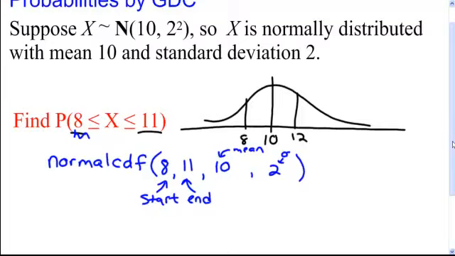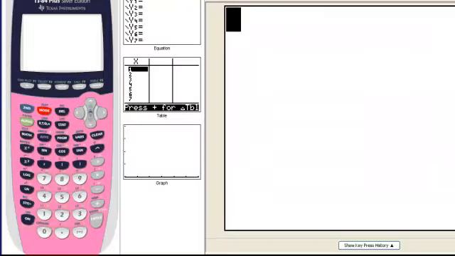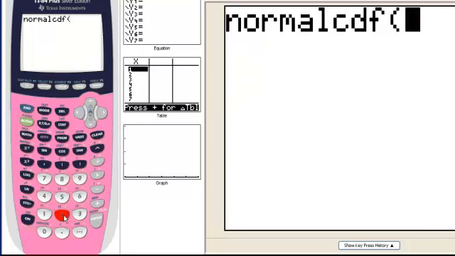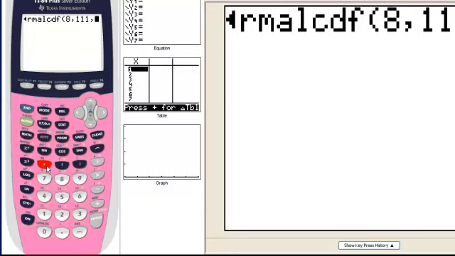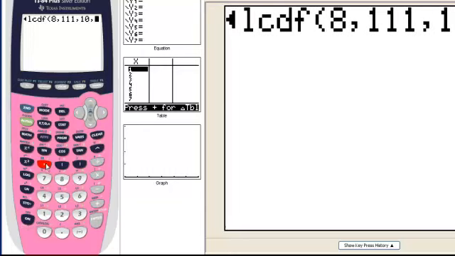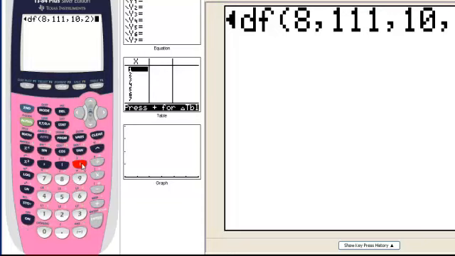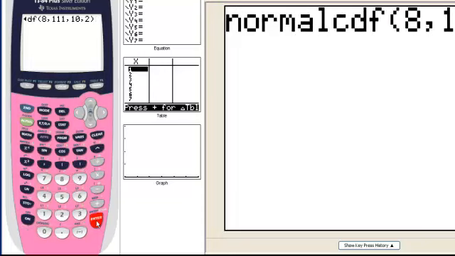So in my calculator, I have to find my normal CDF. So this is a distribution, so second and then vars is my distributions. And then I need a normal CDF, which is number 2. So now when I'm looking at this, it's 8, comma, 11, comma, 10, comma, 2. And if you look at my little calculator, you'll be able to see it. The other one cuts off the screen. And then hit enter.